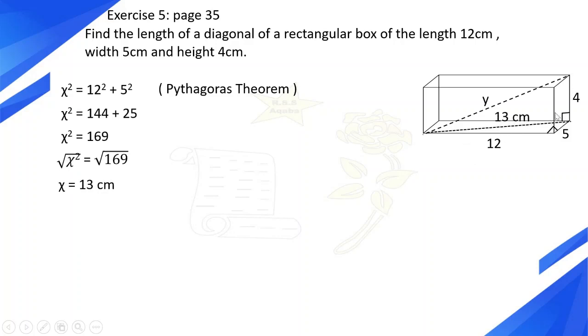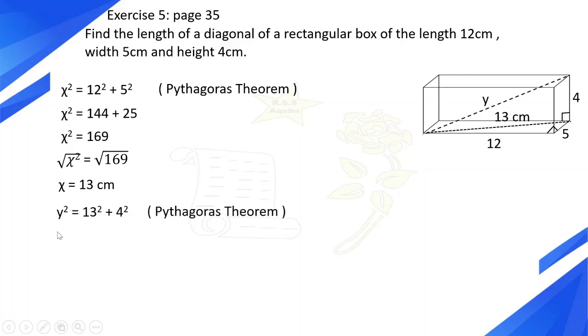Now look at this triangle. It's also a right-angled triangle, 90 degrees. This side is 13 centimeters. This side is 4 centimeters. This is the longest side. So y is the longest side, the hypotenuse. We will use Pythagoras theorem again to find the value of y.